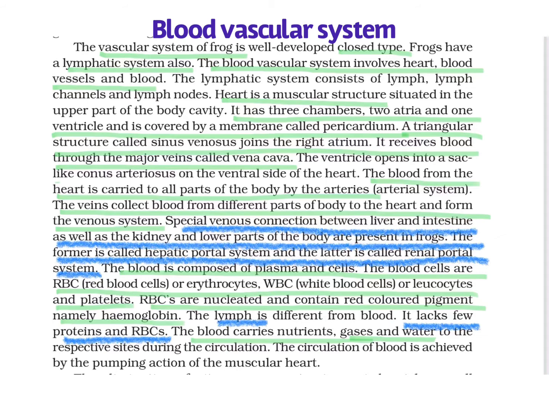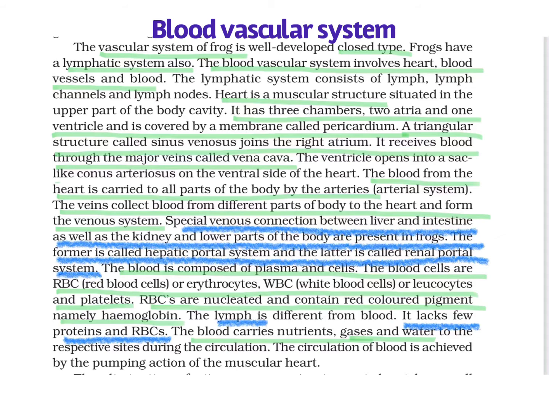The veins collect blood from the different parts of the body to the heart, and they form the venous system, which includes the deoxygenated blood. So in this way the concept should be clear to you. Additionally, special venous connections between the liver and intestine as well as the kidneys, that means lower parts of the body, are also present in the frog. These are known as the hepatic portal system, which is concerned with the liver, and the renal portal system, which is concerned with the kidney. These additional portal systems are found in frog, which are absent in human.